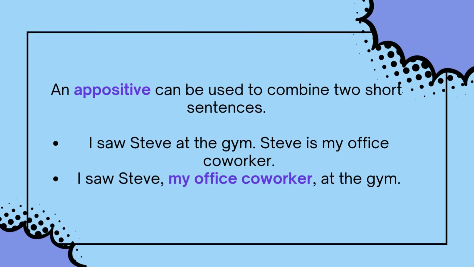An appositive can be used to combine two short sentences. How can that be? Let's see together. I saw Steve at the gym. Steve is my office coworker. I saw Steve, my office coworker, at the gym. My office coworker is an appositive that follows the noun Steve and identifies it. So can you see now how we combine those two short sentences?